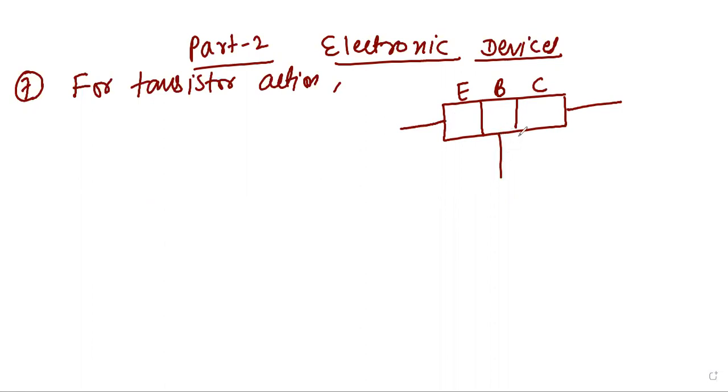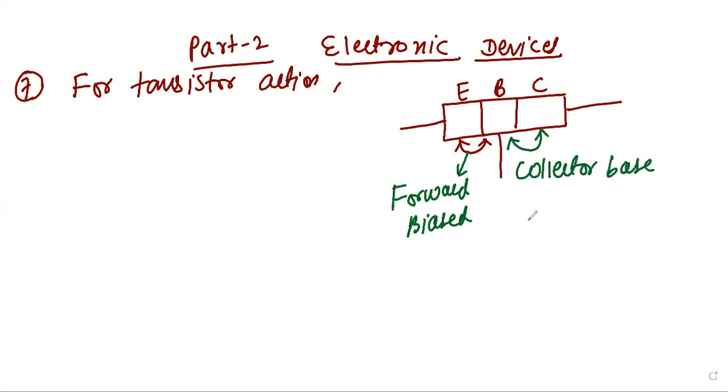For transistor action, the emitter base junction is always forward biased, right? So this emitter base junction, this part, should be forward biased, right? And the collector base junction is always reverse biased. This is your collector base junction, and it should be reverse biased.